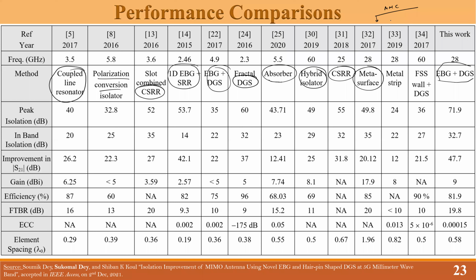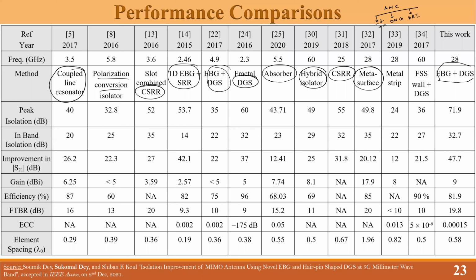Then you will have both of them negative. That is called a DNG, double negative structure. Then you can get a negative refractive index structure. And then you can also get something like a metamaterial. So there are different ways one can define this kind of structure.